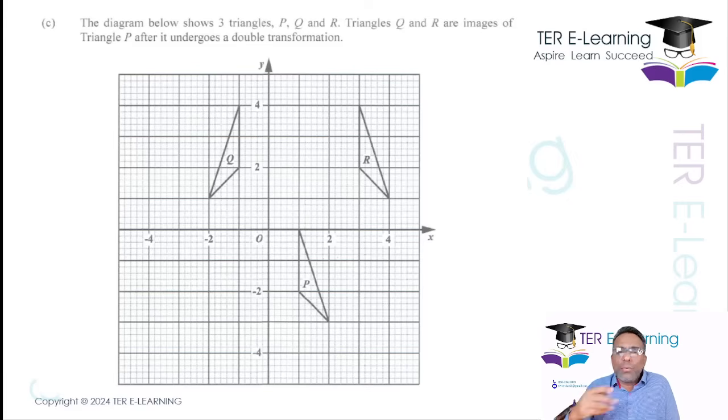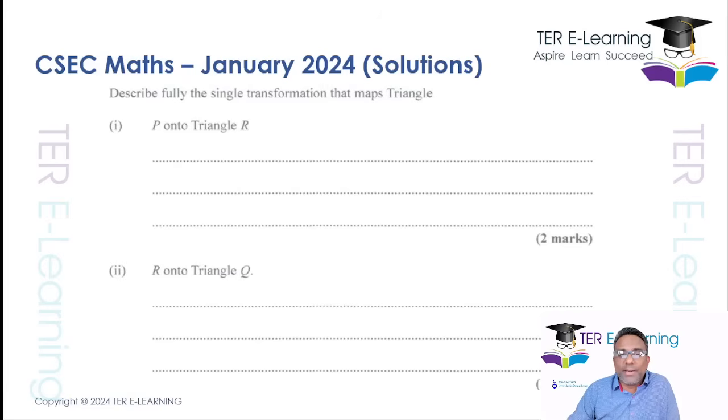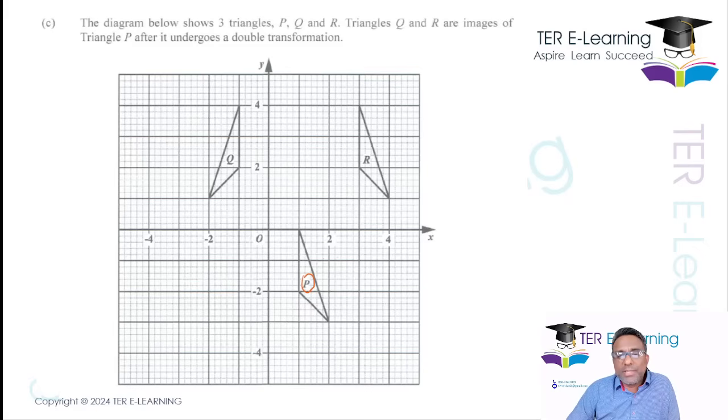Part C now, what do we have here? We have 3 triangles, P, Q and R, right? Triangles Q and R are images of P. So what I'm trying to identify here is what is my object. So the object in this case here is P, right? And Q and R are transformations of that object P. Let's see what we have to do here. Describe fully the single transformation that maps triangle P onto R. So let's see, P onto R.